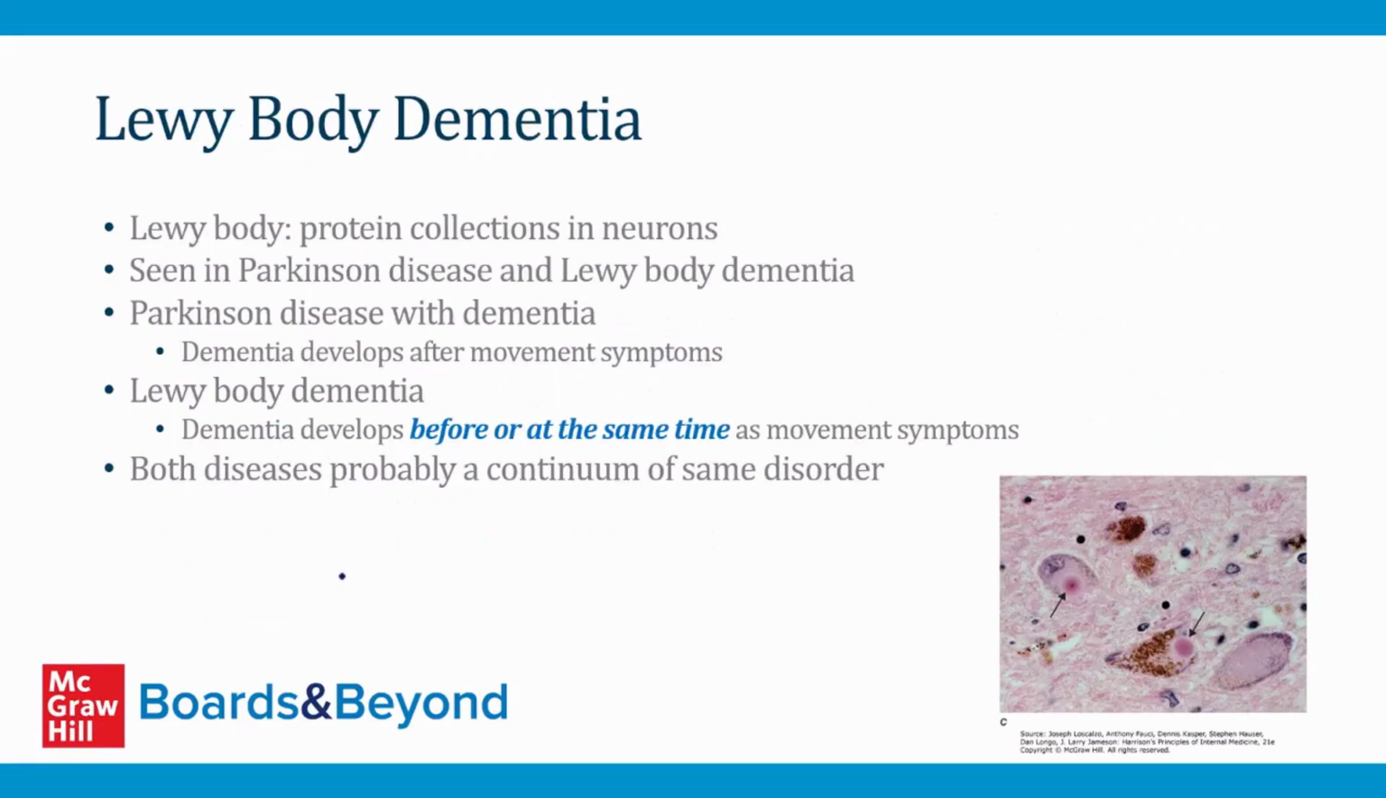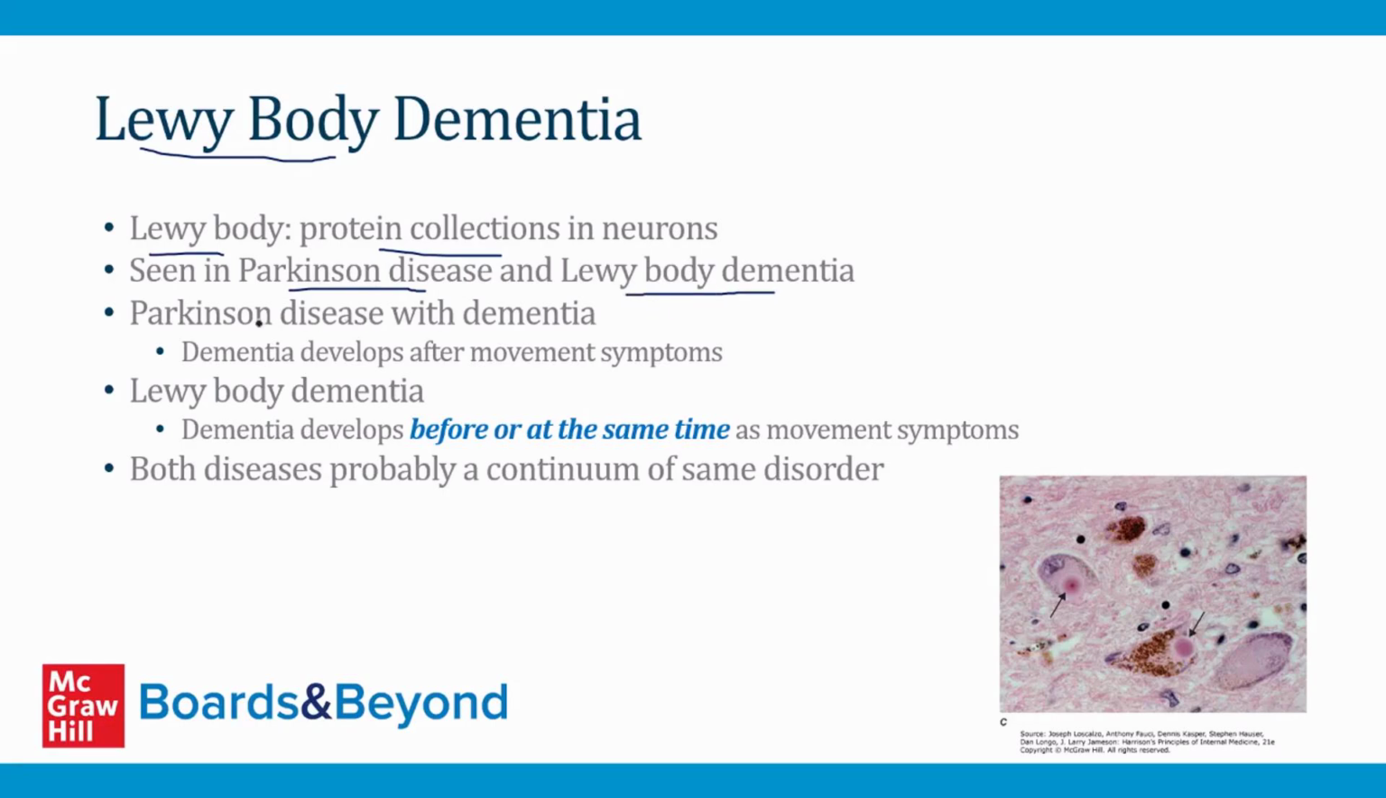Okay, I'll finish this video with one slide on Lewy body dementia, which I talk about in more detail in the videos on dementia. So as we talked about earlier, a Lewy body is a protein collection inside of neurons, and it's seen in Parkinson's disease, but it's also seen in the brain in patients who have Lewy body dementia.